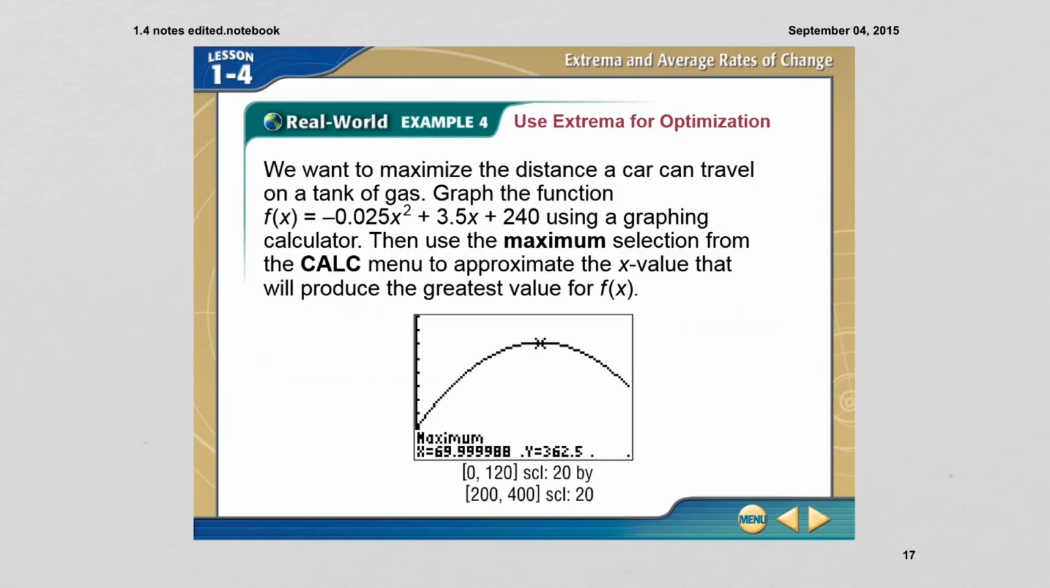We want to maximize the distance a car can travel on a tank of gas, so we're going to graph the function f of x is equal to negative 0.025x squared plus 3.5x plus 240 using a graphing calculator. Then use the maximum selection from the calc menu to approximate the x value that will produce the greatest value for f of x. And here we see we found the greatest value right here, which is at 69.99999988, and y is equal to 362.5. Now, we need to discuss what that means.